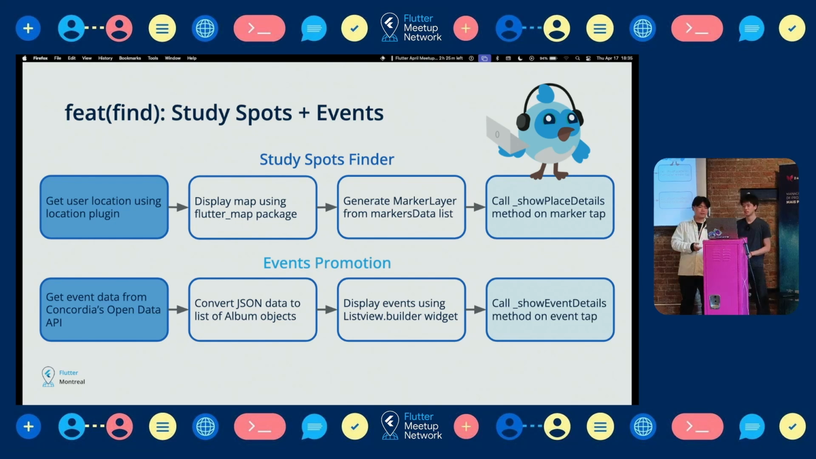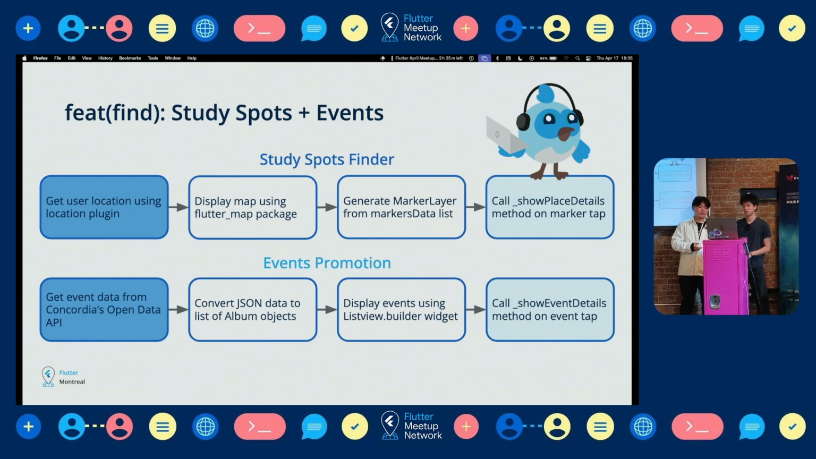So for the study spots finder, we got the user location using the location plugin, and then display the map using the FlutterMap package. For now, we just have a markers data list, which is a pretty big list of study spots that the Amicae dev team personally recommends. Based on that, we generate a marker layer to put the little markers on the map. And then we call the show place details method when the user taps on a marker.